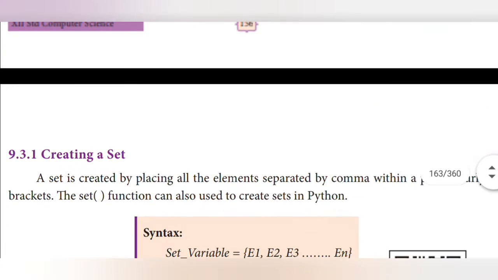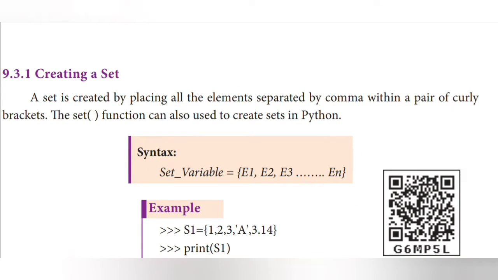Now you can see how to create a set in Python. A set is created by placing all the elements within curly braces. How is a list created? A list is created by placing all the elements in square brackets, separated by commas. How is a tuple created? All the elements are placed in normal parentheses, separated by commas. A set is created by enclosing all the elements in curly braces, separated by commas.